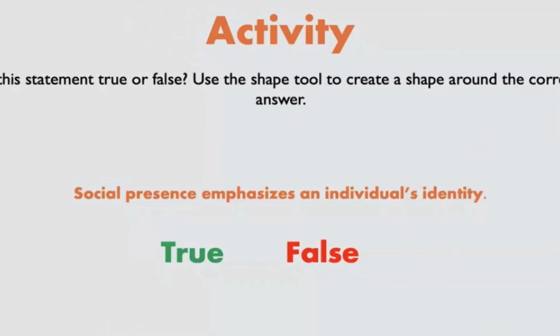So just a quick activity. I want you to tell me, is this statement true or false? You can use the shape tool to answer your question. The annotation is on the right top corner. Social presence emphasizes an individual's identity. Is this true or false?